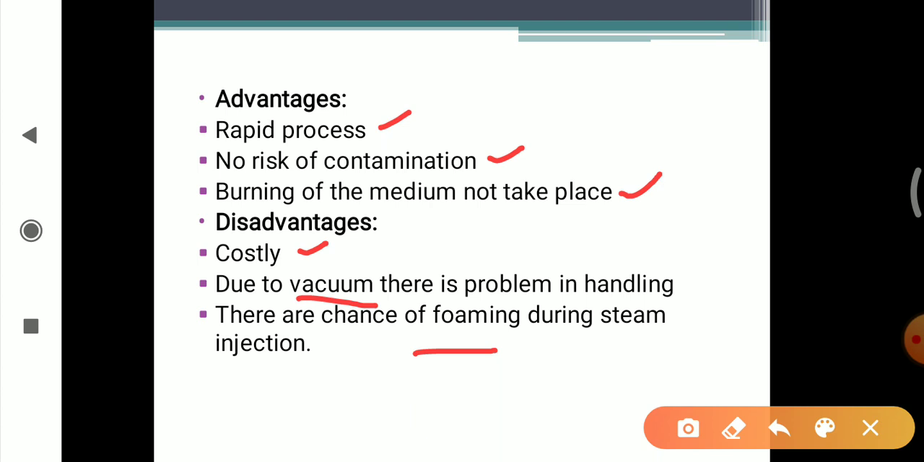In this video lecture we have discussed continuous sterilization, in which we have discussed two methods, that is the indirect heat exchanger and the direct heat exchanger.